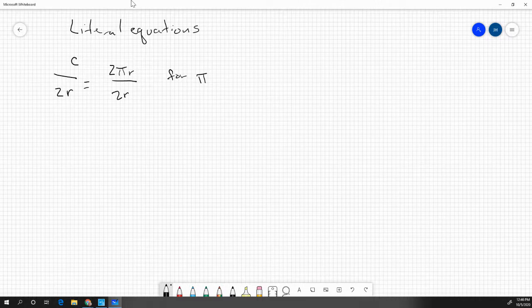My steps are going to be the same as if all of these other letters, these other variables, were numbers. But the idea is to get pi by itself. We want something that says pi equals, right? So the first thing I'm going to do is, there's nothing to distribute and there's nothing to simplify here, right? Everything's pretty intact. So I'm going to start by deconstructing anything that's attached to pi right now. I've got this 2r that's divided, right? So I'm going to multiply both sides by 2r.